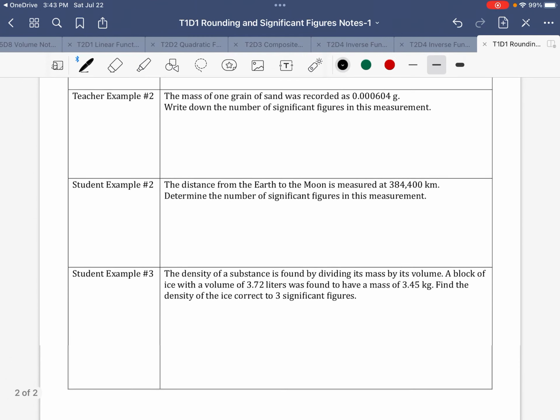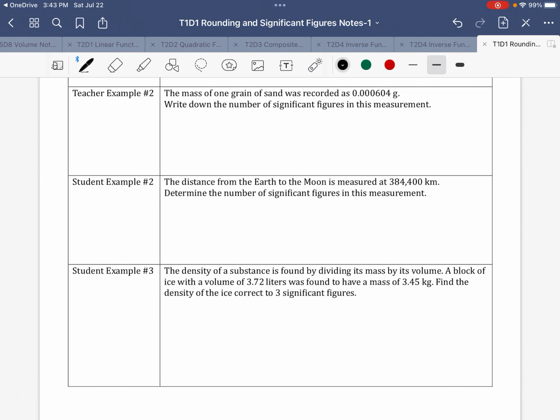Okay. So if we look, the mass of 1 grain of sand was recorded at 0.000604 grams. How many significant digits are there? So these leading zeros are not significant. Zeros that are in between are significant. 6 and 4 are not 0, therefore they are significant. So we have 3 significant digits. Try student example number 2. Okay. And then try student example number 3.